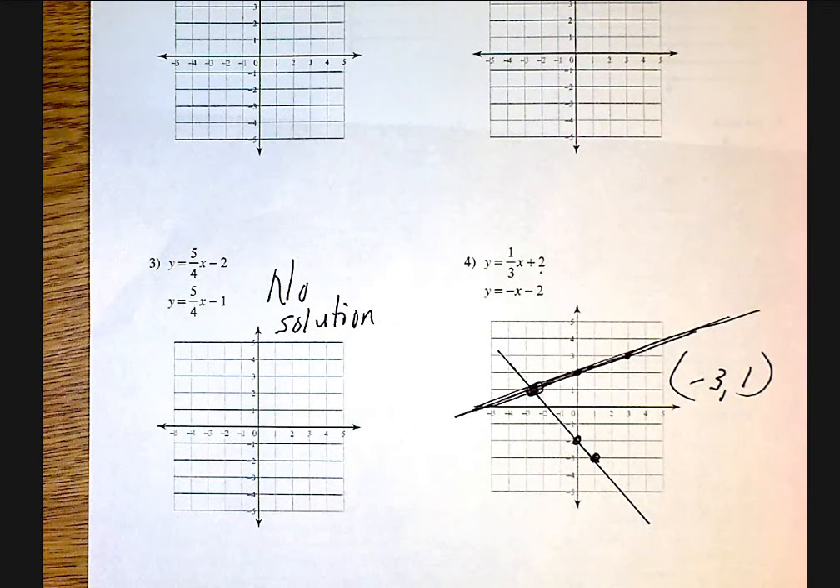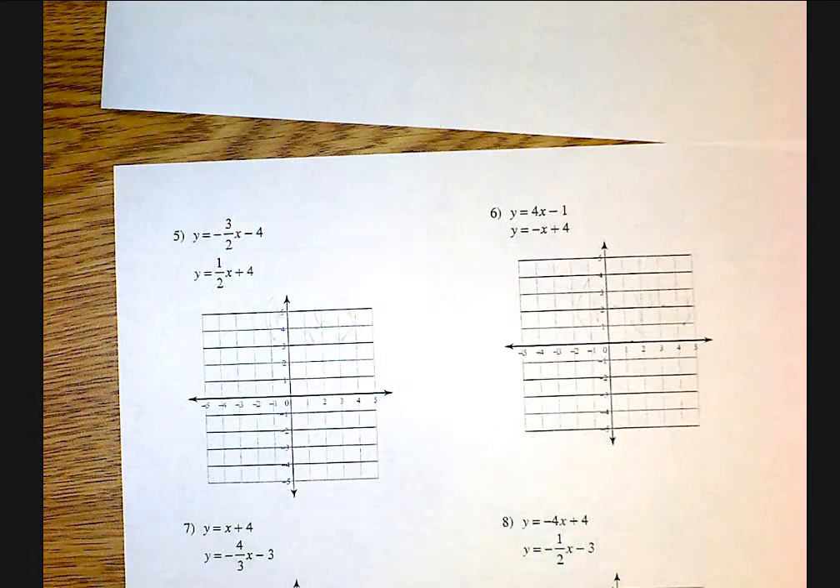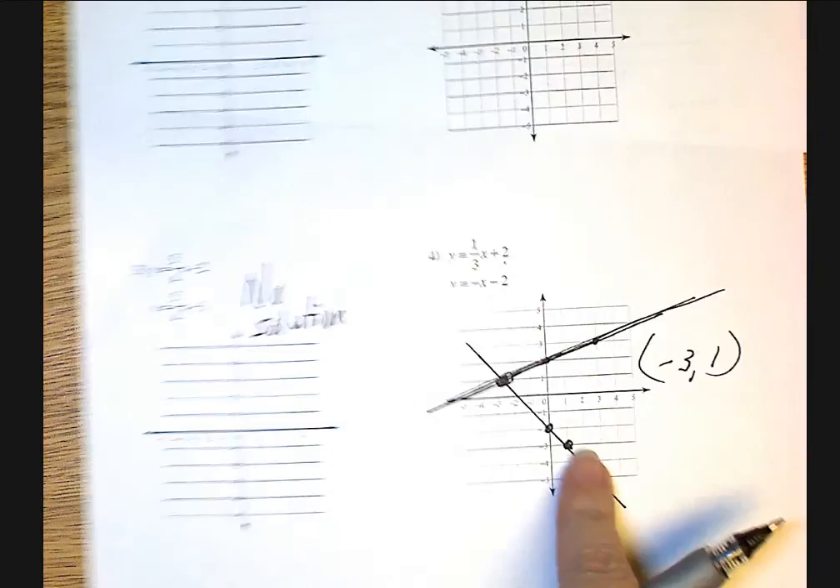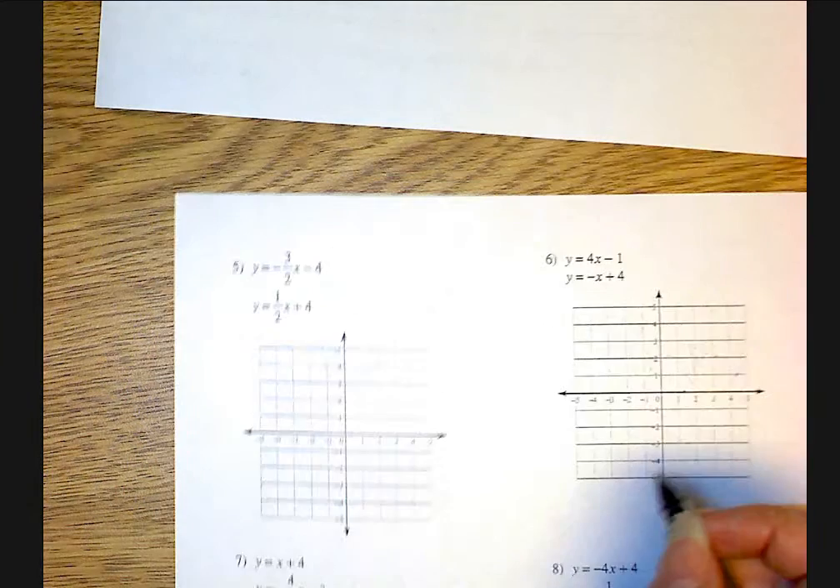All right. Questions so far? All right. Wait, what was 4, 5? We're not there. 3 was no solution. All right. Katie, what'd you get for 5?